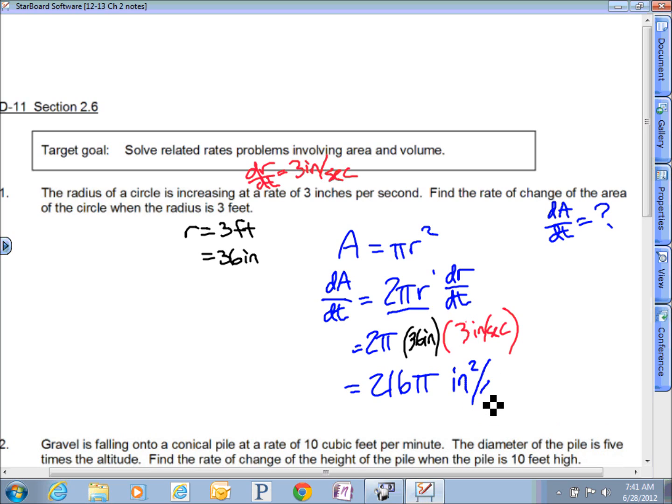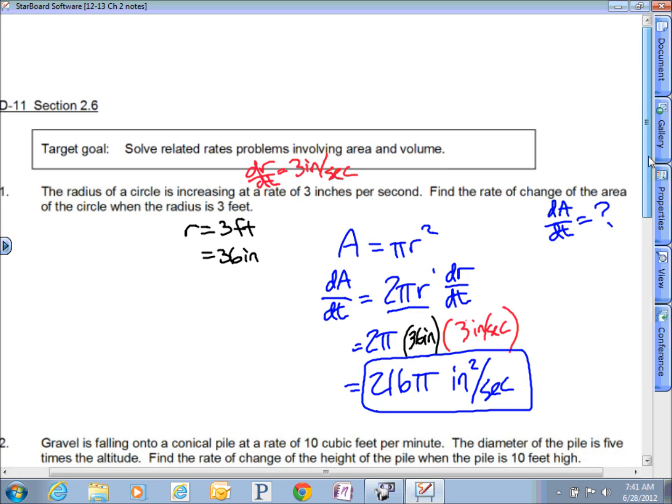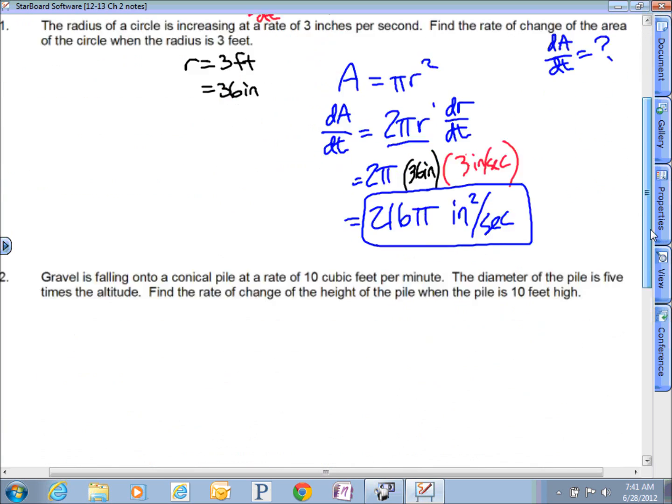square inches per second? Well, let's think for a second. Square inches, what changes in square inches? Area does, and this is supposed to be the dA/dt, the rate of change of the area of that circle. So we multiply it out. Tell you what to watch out for. Don't forget your pi. For whatever reason, we tend to do that.